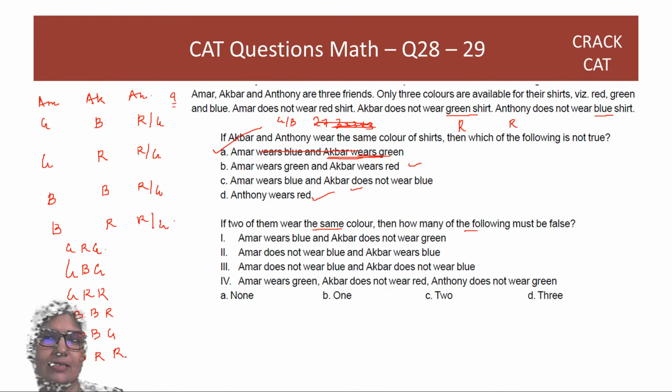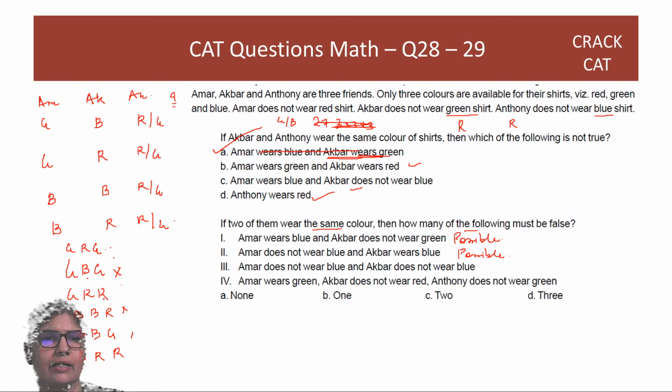So these are the 6 cases when two of them wear the same color. So Amar can wear blue and Akbar does not wear green. So Akbar wears blue. So this is possible. This must not be false. This is possible. Must be false means it's impossible, right? Amar does not wear blue, right? So Amar can wear green. Akbar wears blue. This is also possible. Amar does not wear blue. Okay. So Amar does not wear blue, so you'll cancel this case, this case.